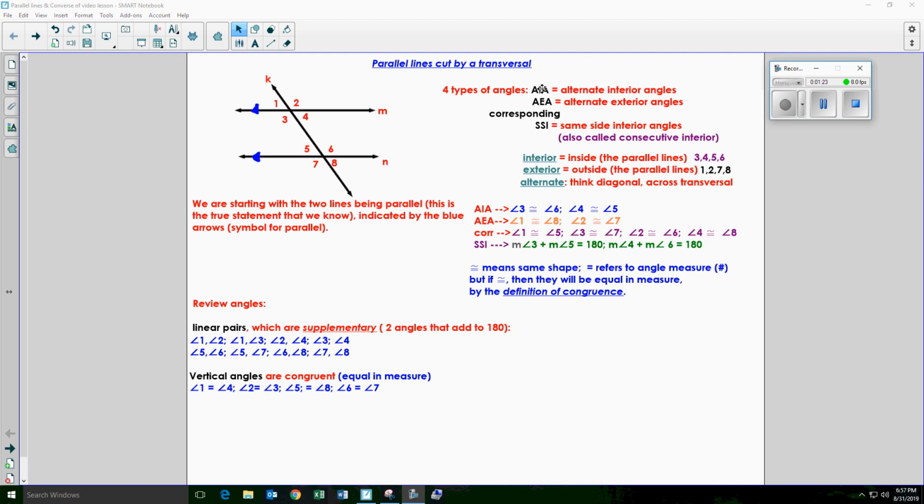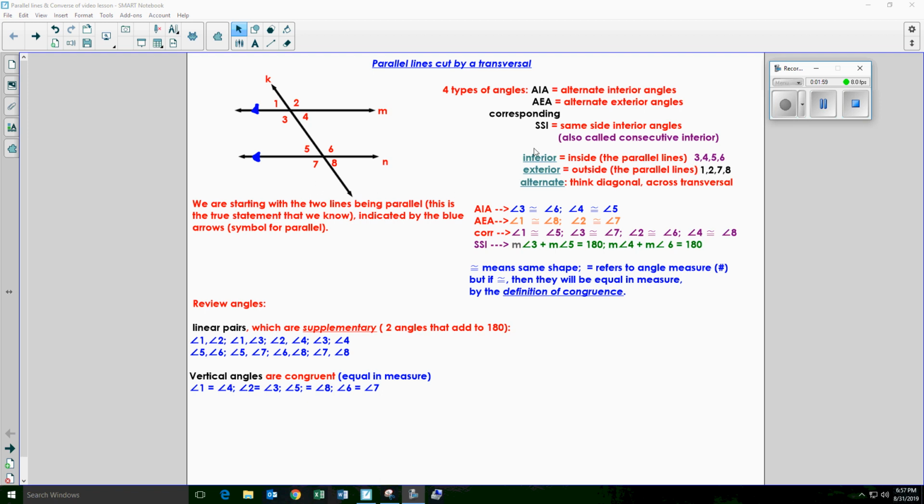All right. The next key words that we have in here are interior, exterior, and alternate. I stands for interior. It means inside. Interior means inside, so we're talking about inside the parallel lines. So angles 3, 4, 5, and 6, as we have listed here. Exterior means outside, so it's outside the parallel lines. Angles 1, 2, 7, and 8. And alternate, I want you to think of as diagonal across the transversal. So for example, 3 and 6, 4 and 5, 1 and 8, 2 and 7 are the key angles that we're going to be talking about when we're talking about alternate. Okay, diagonal across the transversal.